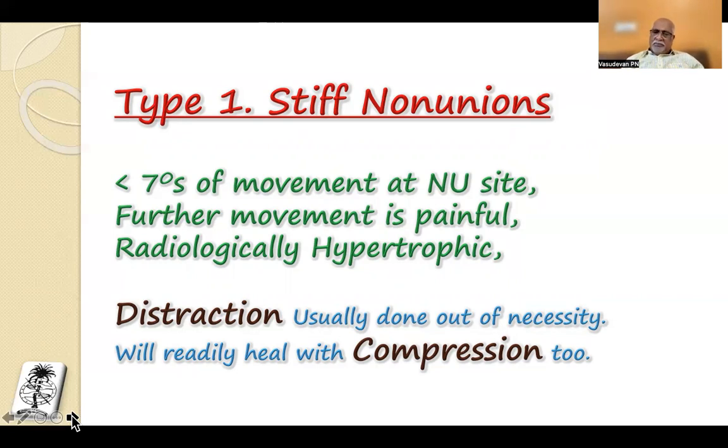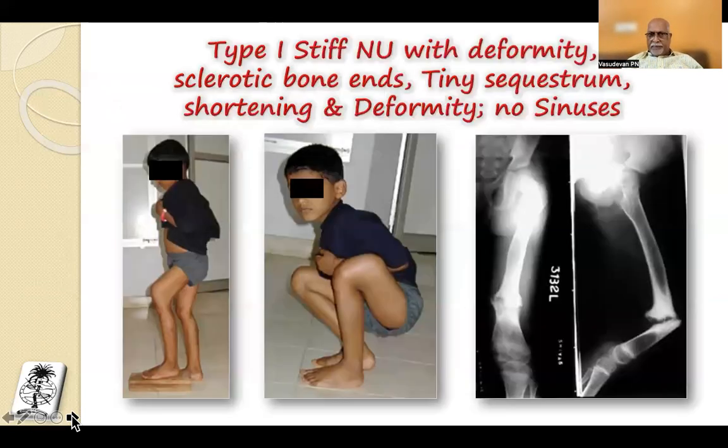And it will definitely heal by compression too, because these hypertrophic non-unions have good callus there, good soft tissue there, good periosteum there. It has become a non-union just because of the mechanical problems, a lack of mechanics.